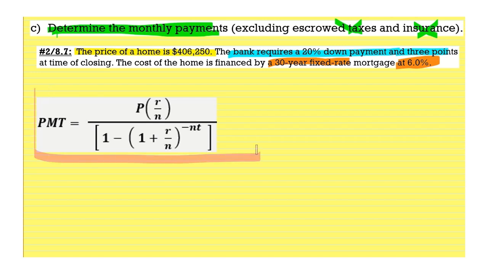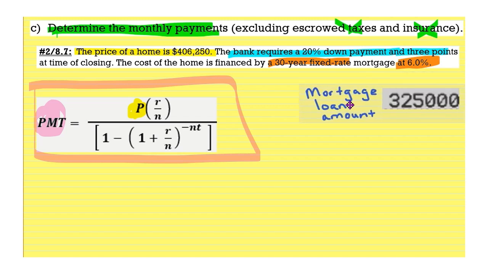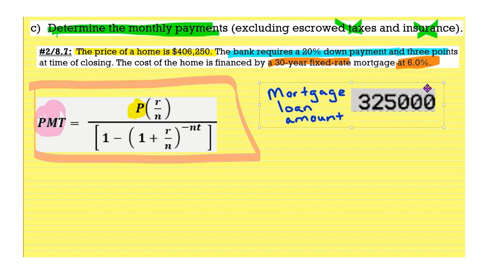Here is our nice big equation to find the payment amount for our mortgage, for our house loan. So we've got this letter, this variable in our formula, P. Well, the P stands for principal, but that is also the same thing as our mortgage loan amount. And earlier we calculated that our mortgage loan amount was equal to $325,000. So this P is not the cost of our house. This P, the principal loan, is the mortgage amount.